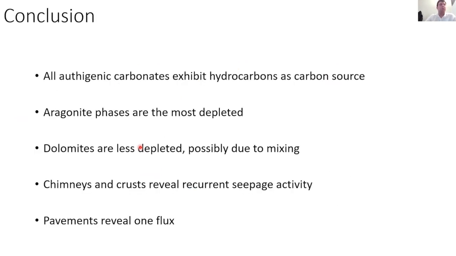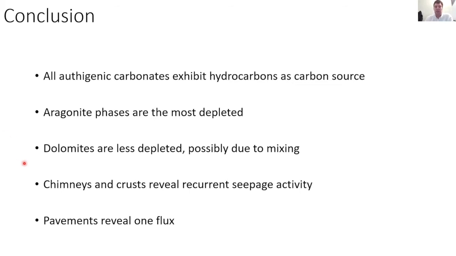So in the end, we can say that all authigenic carbonate phases exhibit hydrocarbons as carbon source. So we will find out later what kind of hydrocarbons that is, if it's methane or if it's something different. And the aragonite phases are the most depleted phases in delta 13C that we can find, while the dolomites are less depleted, possibly due to the mixing.